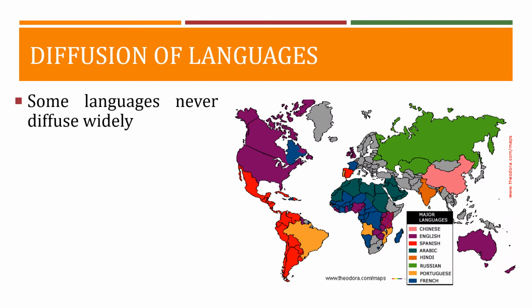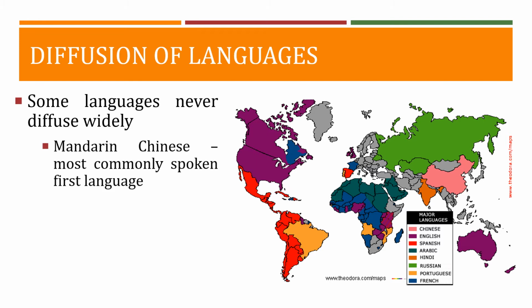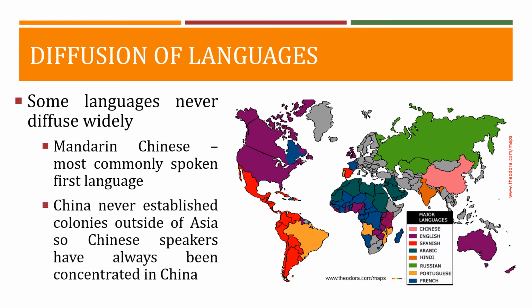So we said that many of the European languages have diffused because of colonization. However, some languages have never diffused widely. We said Mandarin Chinese is the most commonly spoken first language in the entire world. However, it's really only found in China. And the reason why it's the most spoken language is because there's a ton of people in China who are speaking Mandarin Chinese. Now, it has migrated to a few places like Singapore and Taiwan, but that's because the Chinese people moved to those places. But China never established that many colonies outside of Asia like the Europeans did. So Chinese speakers have always been concentrated in and around China.